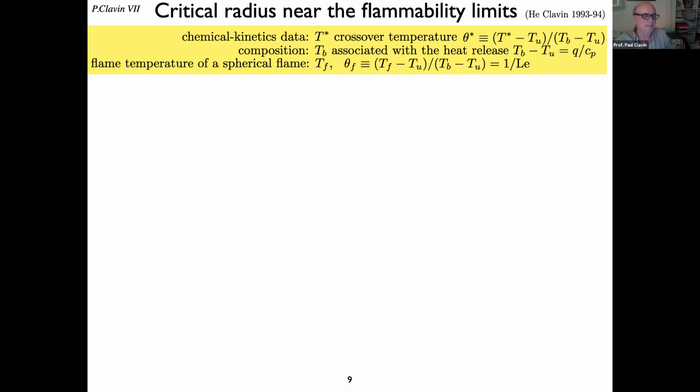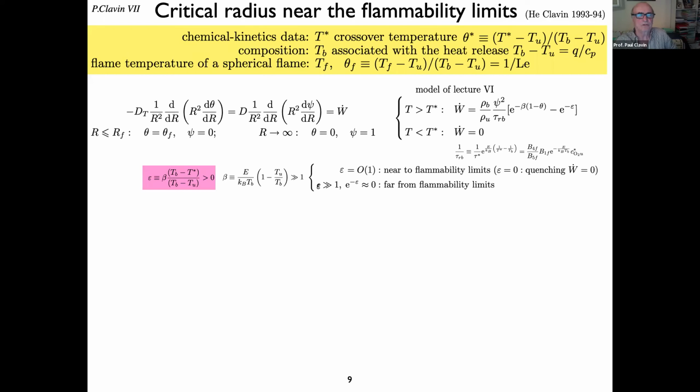it is defined by the heat release, which is liberated by unit mass of mixture, and this depends on the composition, clearly. And now you have another temperature, which is the flame temperature of the Zeldovich solution, TF, such that the reduced temperature is varying like one another. So you have to discuss now the Zeldovich solution when you are close to the crossover temperature, when TB is close to the crossover temperature.